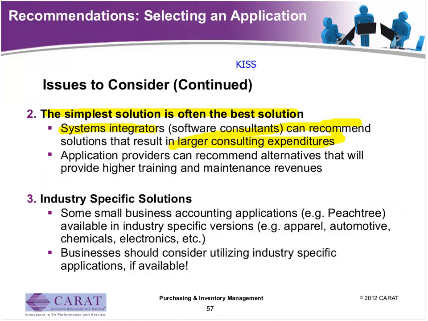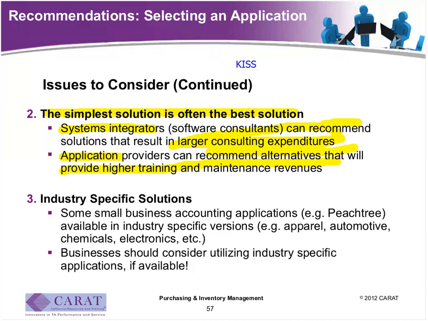Another thing you need to keep in mind is these application providers, SAP for instance, Oracle maybe. They're going to recommend alternatives that are going to result in higher training and maintenance revenues. So there's 2 conflicts of interest you need to keep in mind, both with the systems integrators and also the application providers, and be very cognizant of that dynamic in figuring out what they're telling you in terms of recommendations.